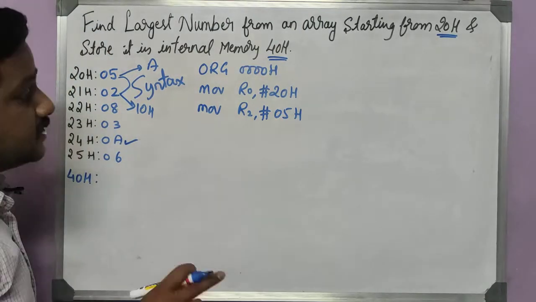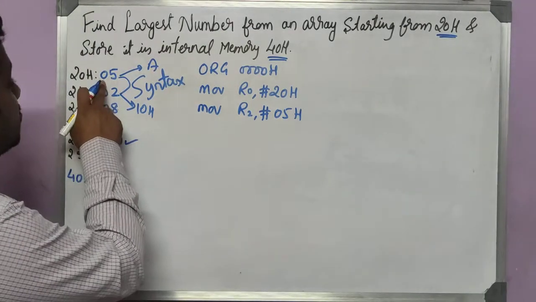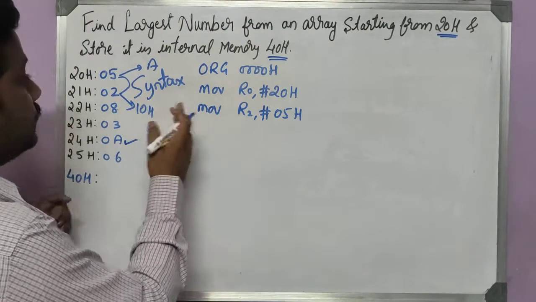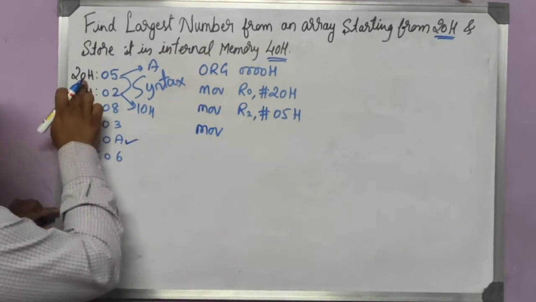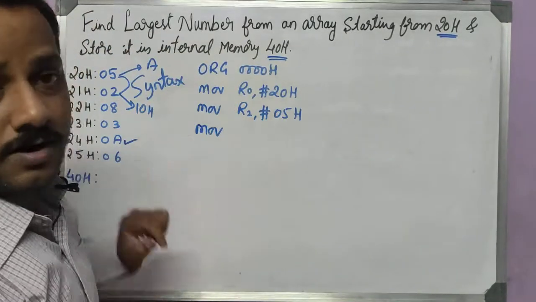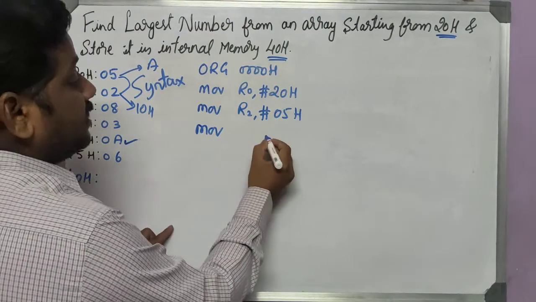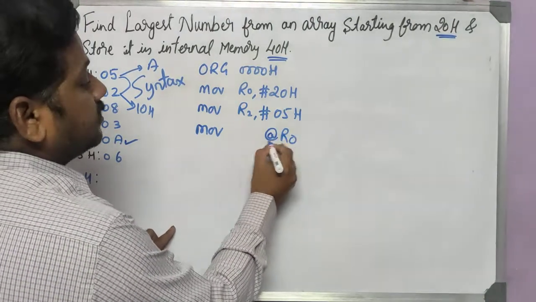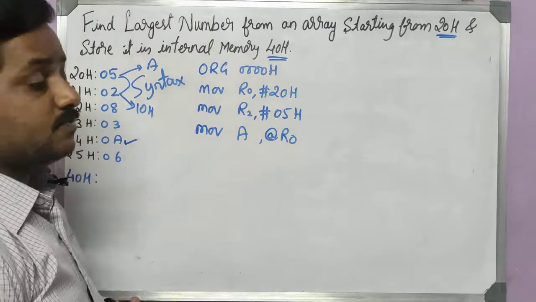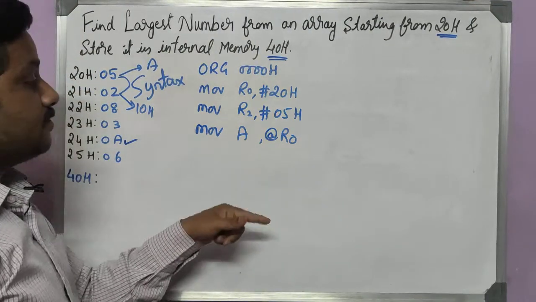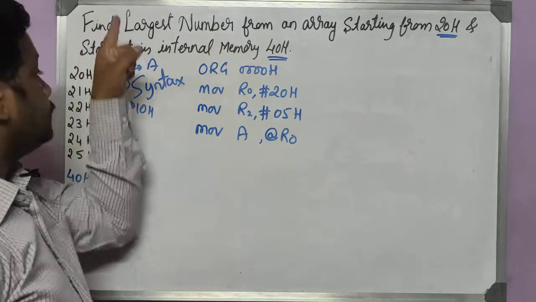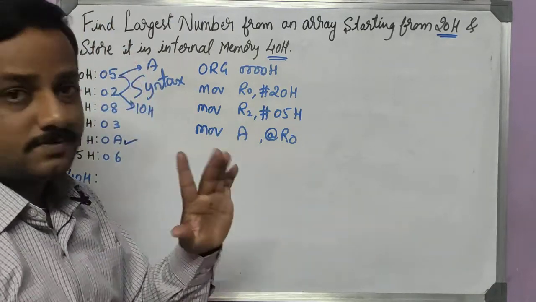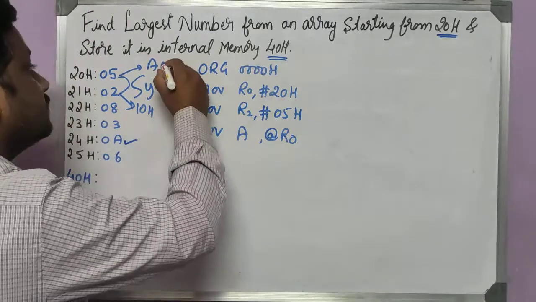Next, what I need to do is take this into accumulator. To do that, we have the instruction MOV again. Where do we have this? We have it in 20H, and 20H is assigned to R0. So I can write the content of R0, that is @R0, and that has to be given to accumulator. So MOV A, @R0. Then the content of R0 is 20, and at 20 I have 5. That will be taken into accumulator. I got this first part.